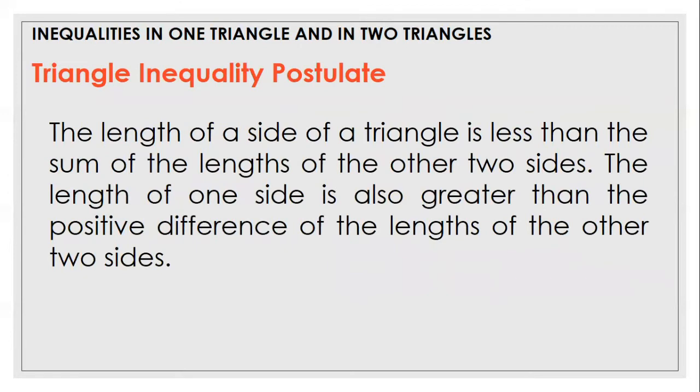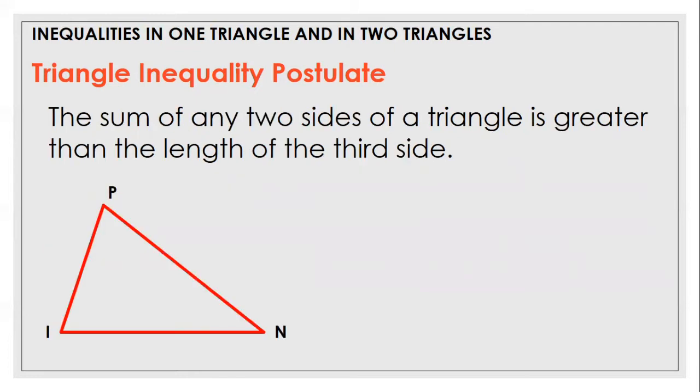Okay, so this is what we call the triangle inequality postulate. The length of a side of a triangle is less than the sum of the lengths of the other two sides. The length of one side is also greater than the positive difference of the lengths of the other two sides. So, sa madaling salita, kapag pinag-add natin yung dalawang side ng triangle at kapag i-compare natin yon sa pangatlong side ng triangle, mas greater than yung sum kesa doon sa natitirang side ng triangle. Okay? Ganun lang kasimple yung triangle inequality postulate.